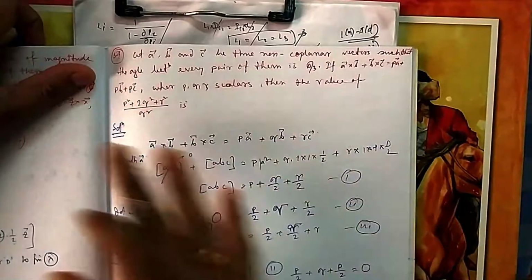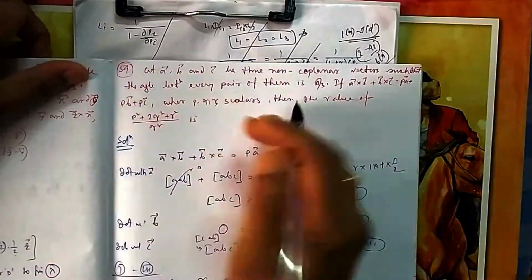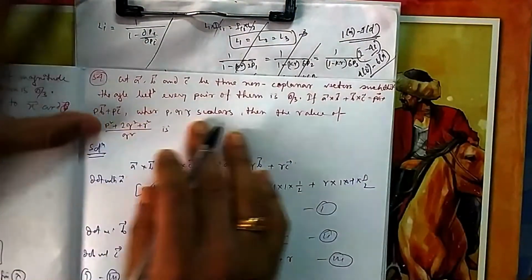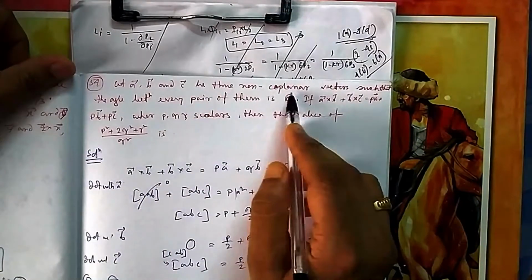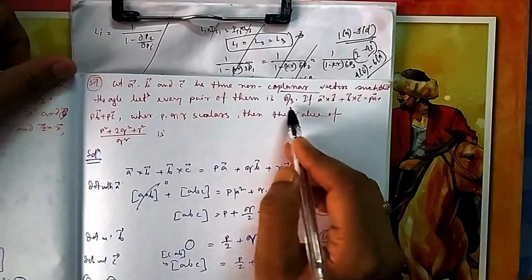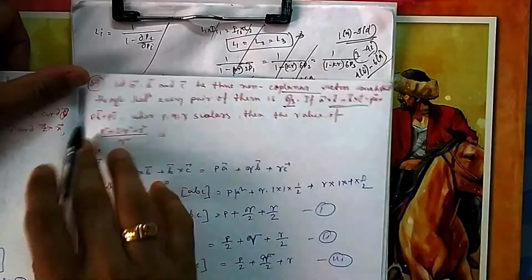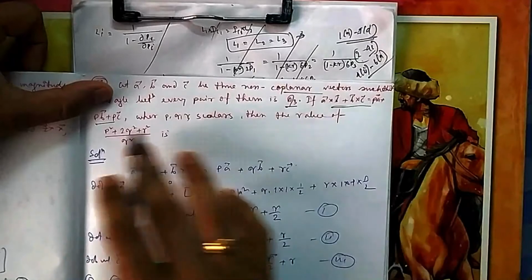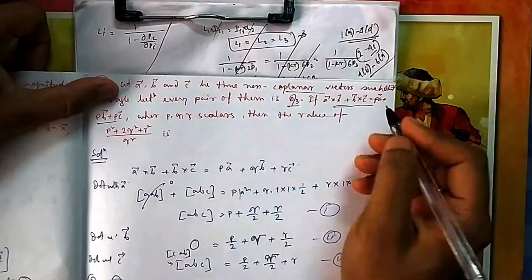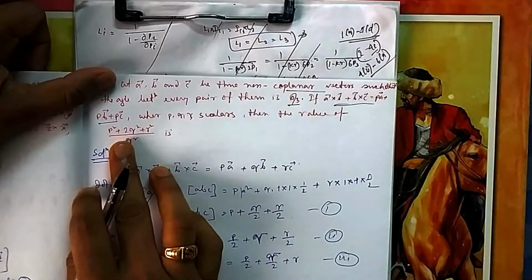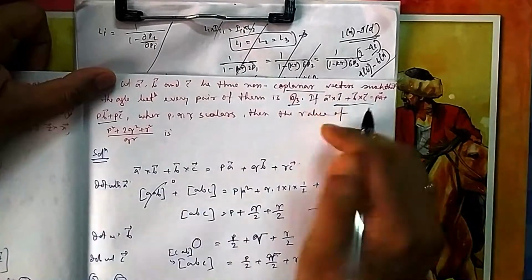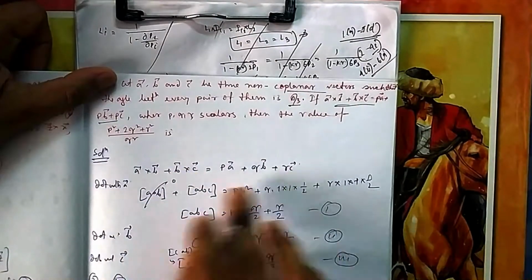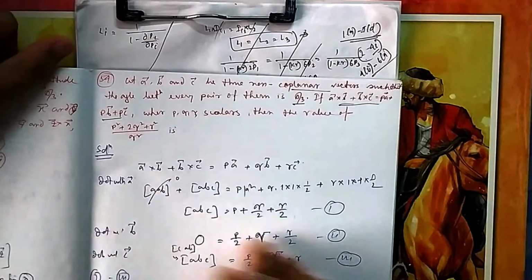Now if you come to 54, let A, B, C be 3 non-coplanar vectors such that the angle between each pair of them is also given. This is also given something of this fashion, A cross B, B cross C is P, A, B, where P, Q, R are scalars. Now from here you need to find something in P, Q, R. Because there is an order here, A cross B, B cross C, if you dot with A, then it becomes very easy for us.